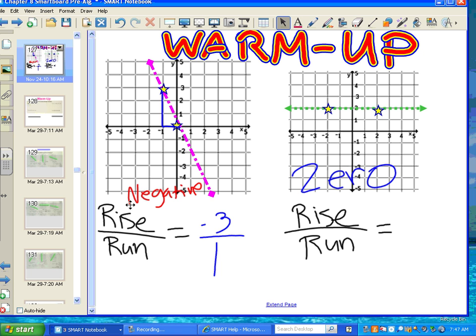Yeah, I call it the people mover. I don't really know what it's called, but my brother and I used to always call it the people mover when we were little. Why would the slope be 0 there? Grace, why is it 0? Good job. It's not rising anywhere.